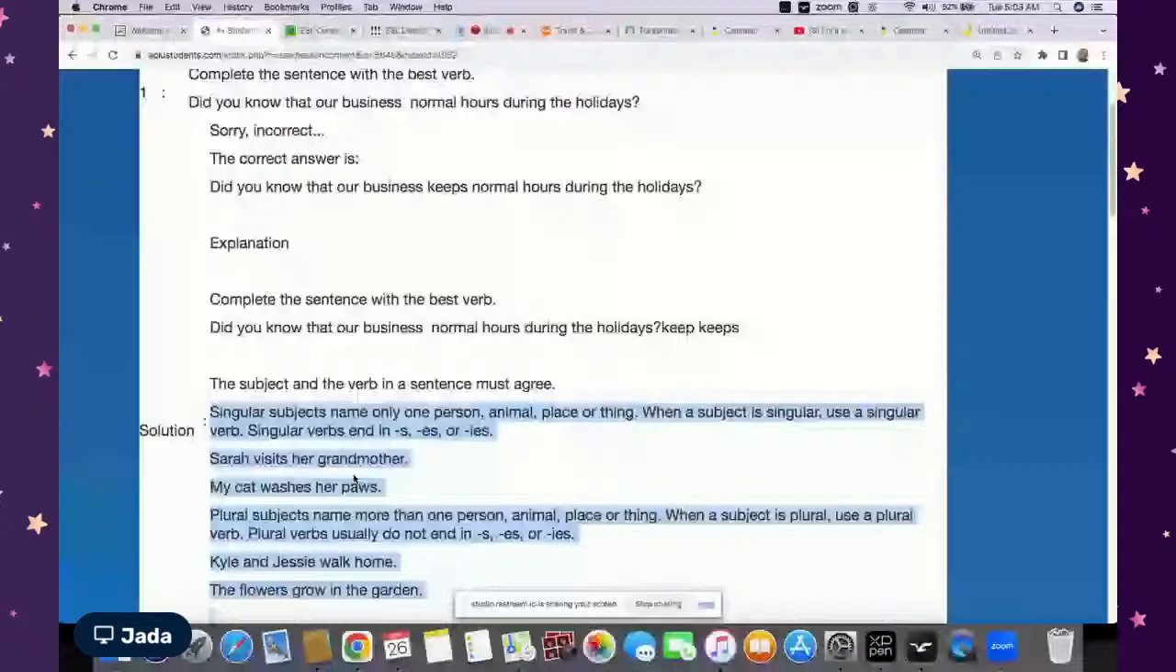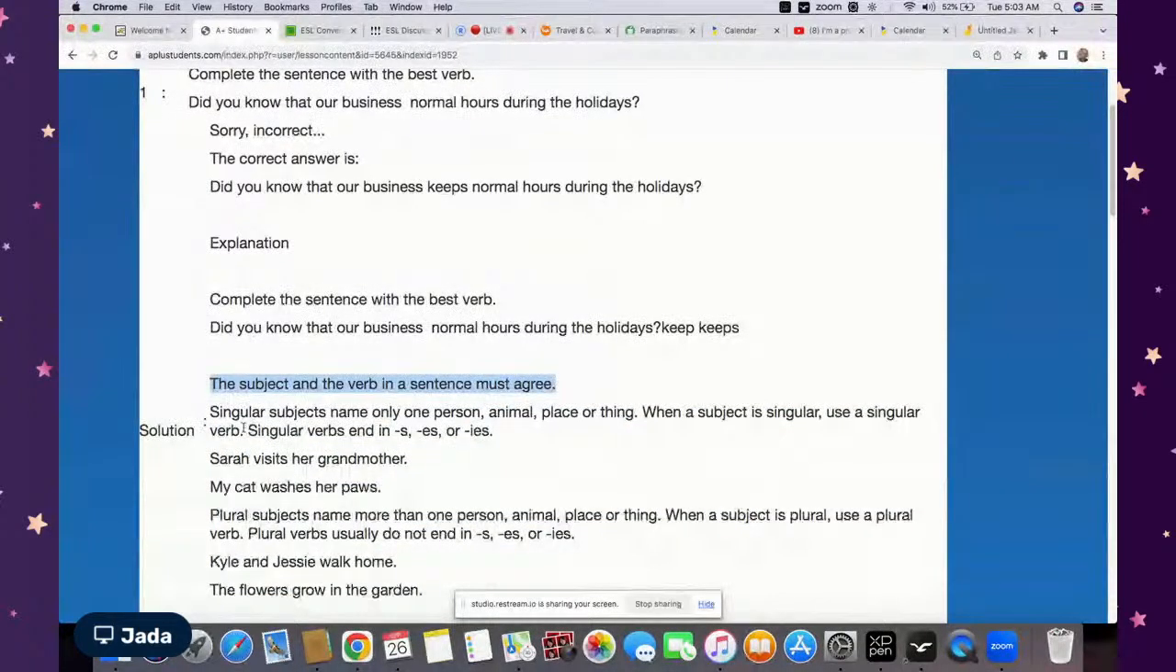Okay, now what is the subject, or how do you know what the subject is in the sentence? Singular subject, name only one person, animal, place, or thing. When a subject is singular, use a singular verb. Use singular verb to express a singular subject.